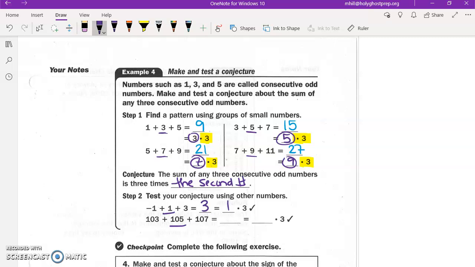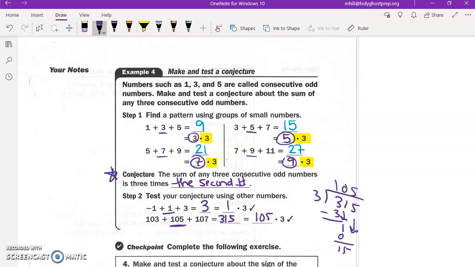103 plus 105 plus 107. Pause and add that up. You may use a calculator. If you said 315, you are correct. And quickly, what is 315 divided by 3? 105. Is that the middle number? Yes, that's why there's a check mark there. Good. So our conjecture would hold true.